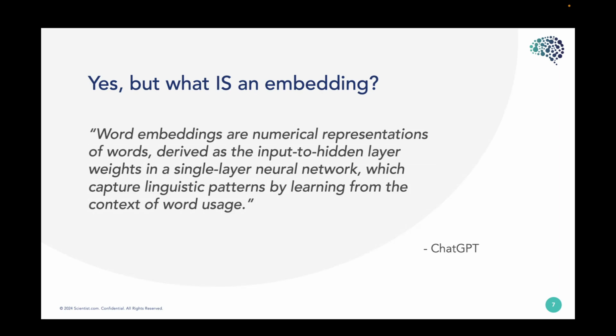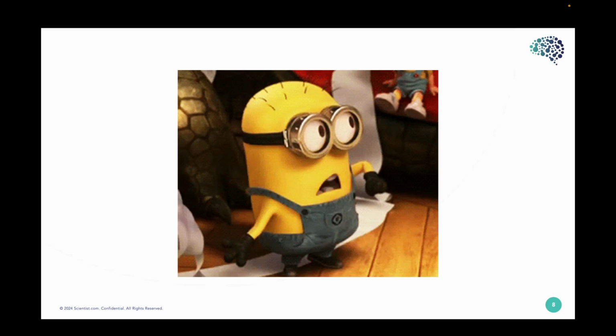Well, I asked ChatGPT for a definition, and this is what it gave me. Word embeddings are numerical representations of words derived as the input to hidden layer weights in a single layer neural network, which capture linguistic patterns by learning from the context of word usage. Simple, easy enough to understand, presentation over.